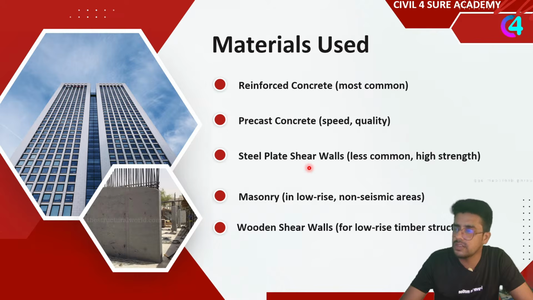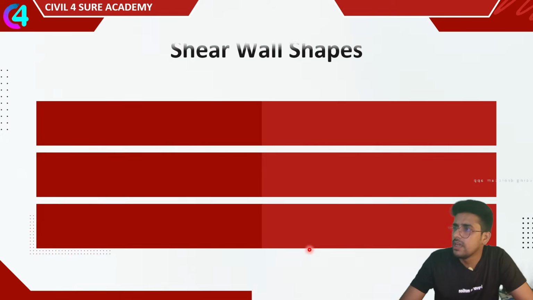We can use the precast concrete, which is going to be very speedy and of good quality. Steel plate shear walls are also there, which are less common, but they give us higher strength. Masonry is there, but it is used in low-rise areas where the seismic zone is very low. According to the Indian Standard Code, if the seismic zone is zone 2 and it is only G+2 or G+3, you can go with masonry also. There are wooden shear walls also, but they are not that common in India and the nearby countries.